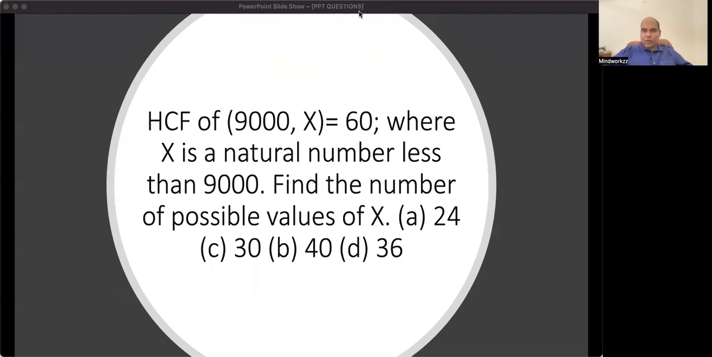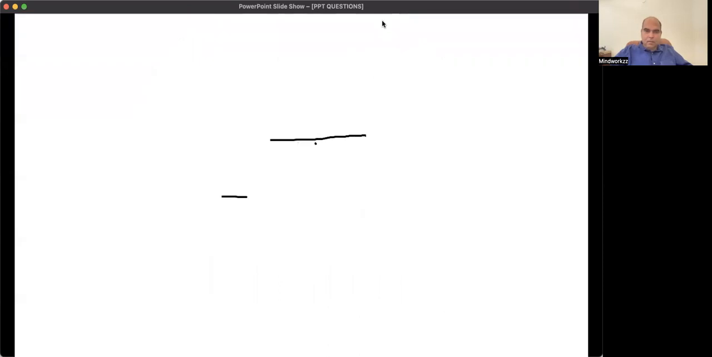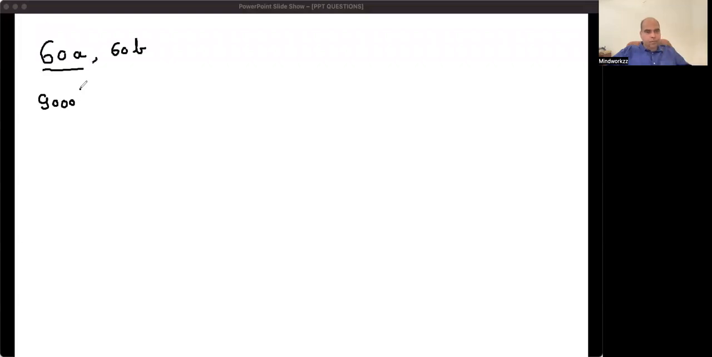But in this question, we are going only up to 2 numbers. So let's have a look at what this will do for us. The question says the HCF of 9,000 and x is 60, where x is a natural number less than 9,000. So the way I can think about this, let me take a blank slide, is that if my first number is 60a, my second number is 60b. Now in this question, the first number is already given to me as 9,000. So the value of A is kind of fixed.